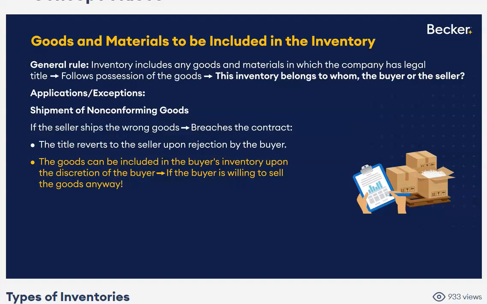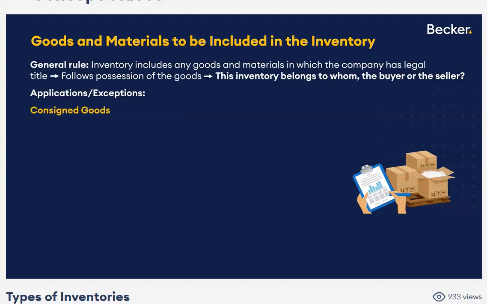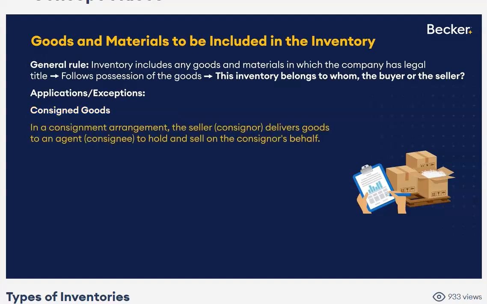When they breach, they keep title because they shipped the wrong goods. Okay, when goods are consigned, what does that mean? I own goods. I'd like to sell them, but I don't have a store. So I, the owner of the goods, I'm the consignor. I find somebody who owns a store. You own a store. I then send you the goods to sell on my behalf.